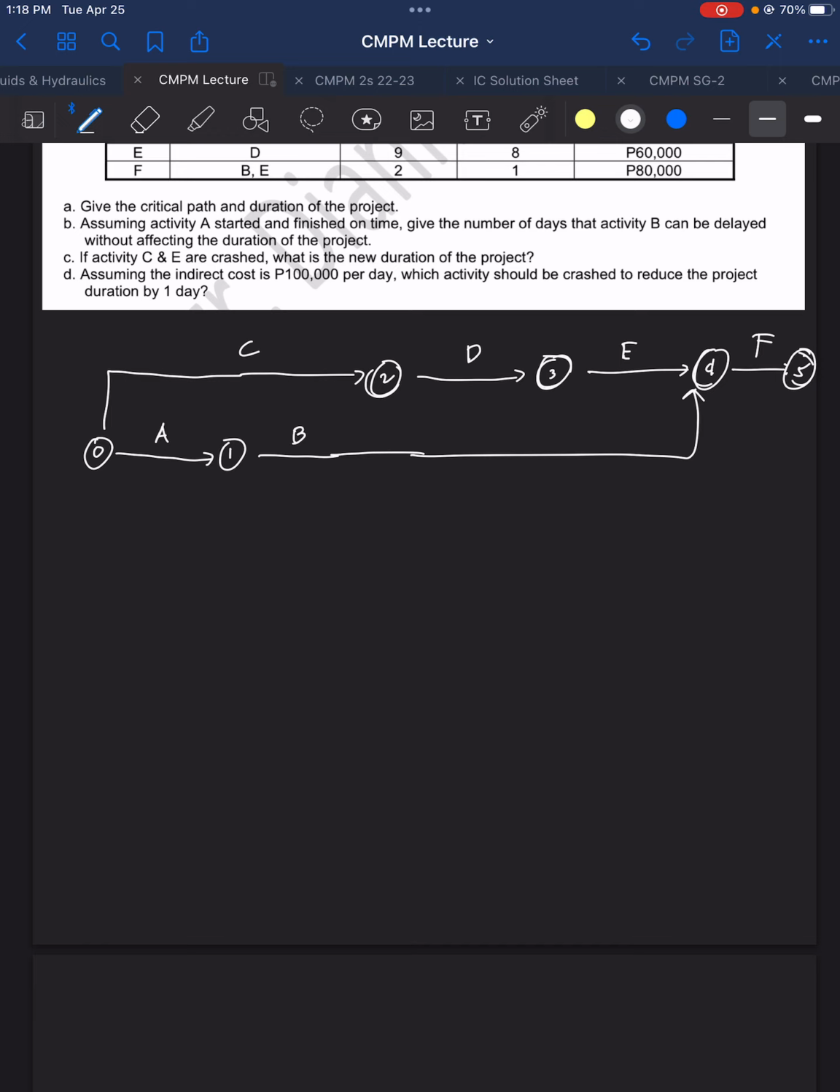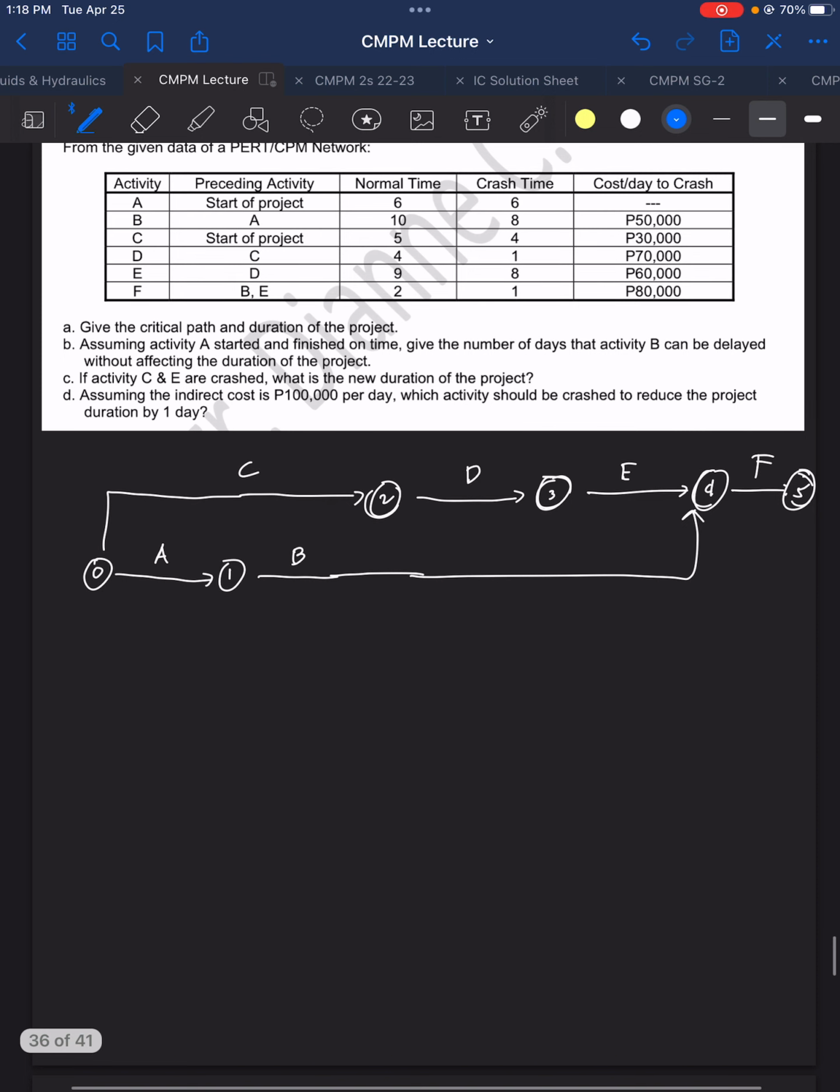So let's put the duration first. We have A is normal time 6, B is 10, C is 5, D is 4, E is 9, and then F is 2. So which is longer? 5 plus 4 is 9, plus 9, 18, plus 2 is 20. 6 plus 10 is 16, plus 2 is 18. So C, D, E, F is longer.